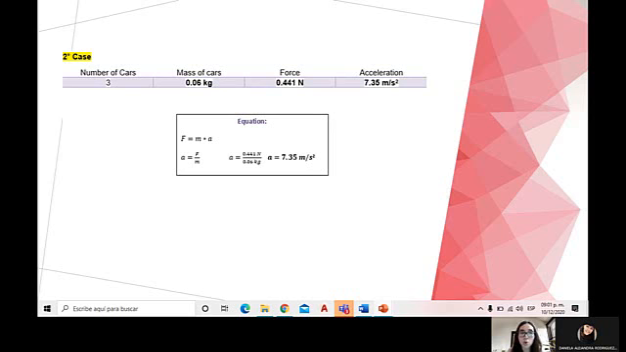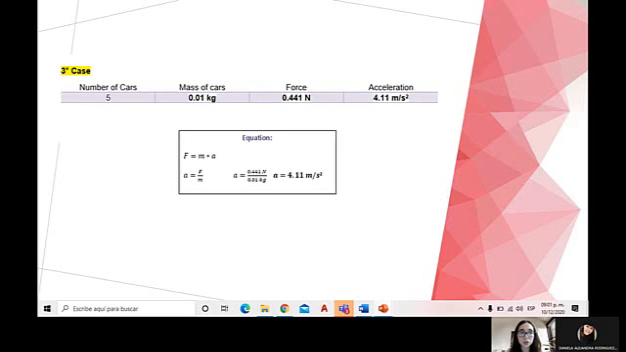And finally, we can review our third case to see the following results. We use 5 cars, and those 5 cars have a total mass of 0.01 kilograms. We use again the same force of the pen, which was 0.441 newtons. We apply the same equation, force equals mass times acceleration, and we got the result of 4.11 meters per second squared. And that's all the results of our three cases.